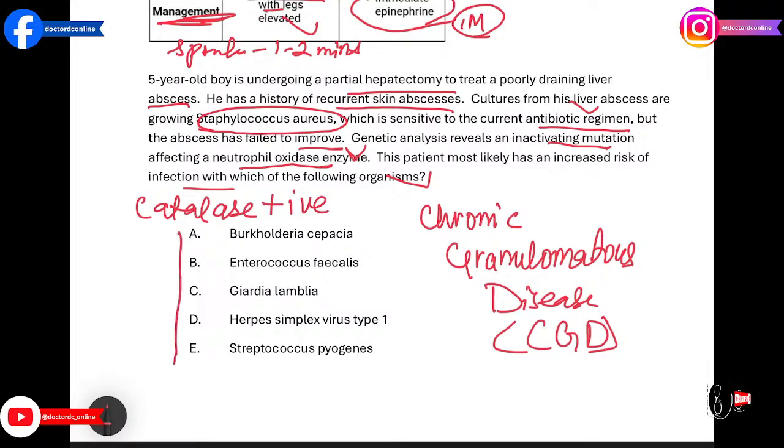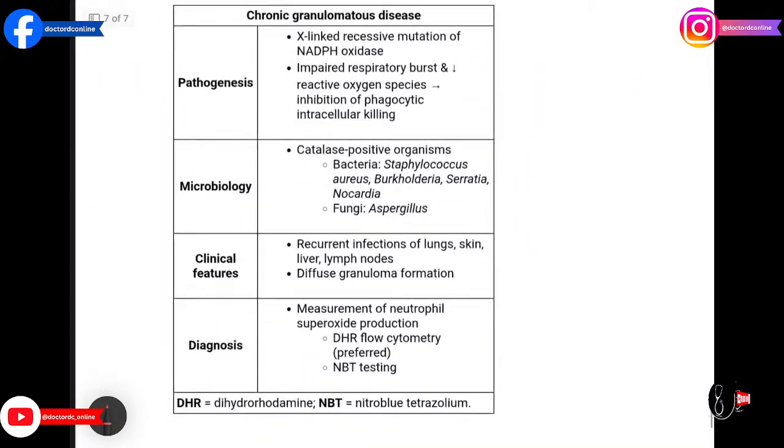Do you know in these organisms which one is catalase positive? Yes, the catalase positive one is Burkholderia cepacia. This one is catalase positive. If we talk about other organisms, we are also having a table. Here is CGD.